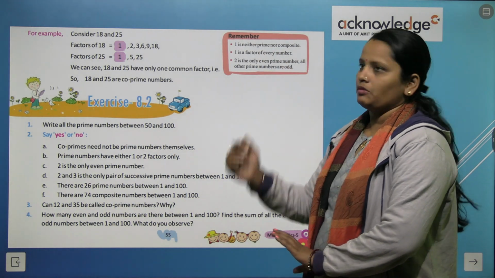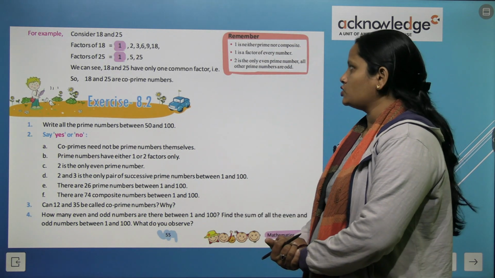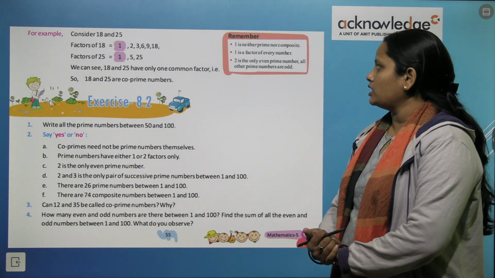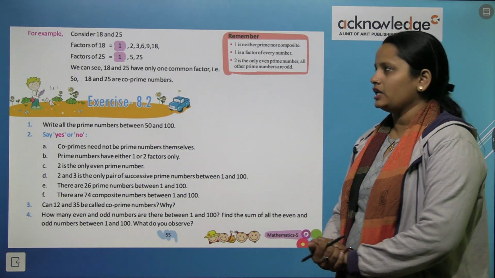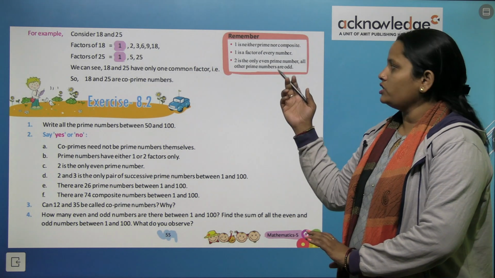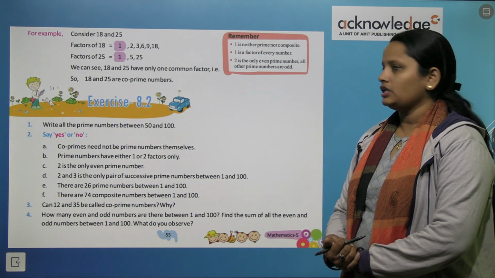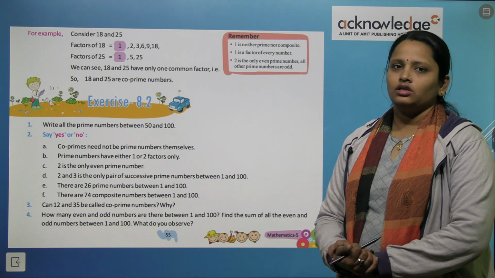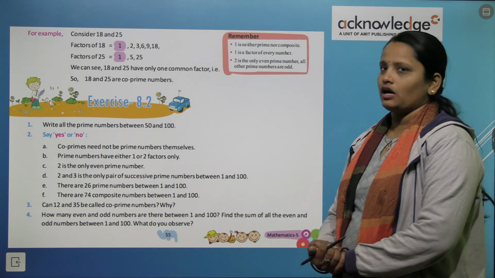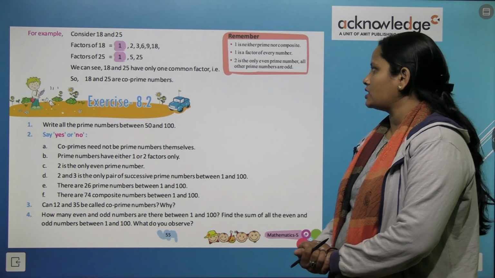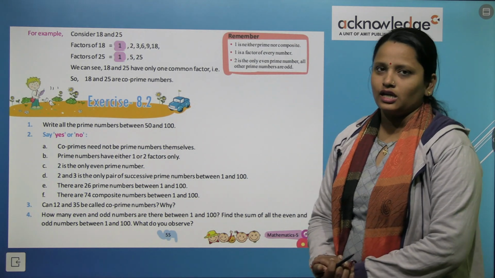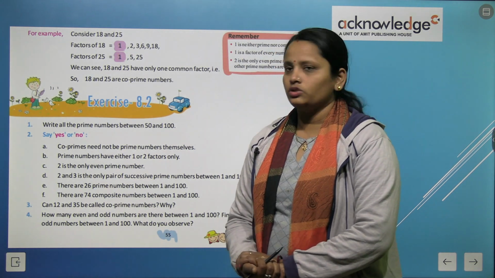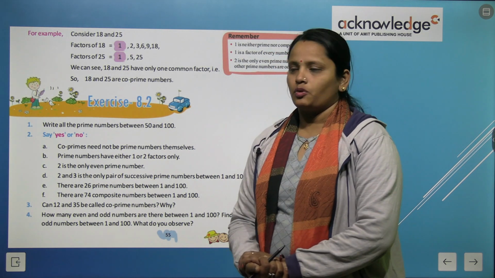One is neither prime nor composite. One is a factor of every number. 2 is the only even prime number and all other prime numbers are odd. 2 जो है सिर्फ एक अकेला even prime number है, बाकी सारे prime numbers odd हैं. Now let's do exercise number 8.2.